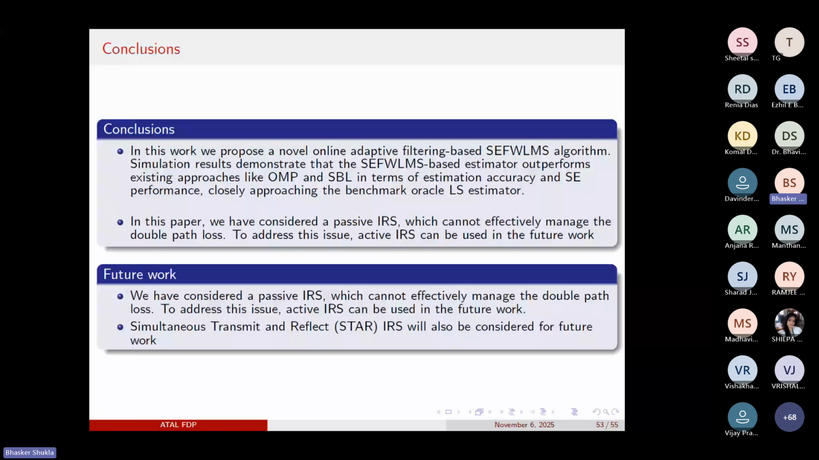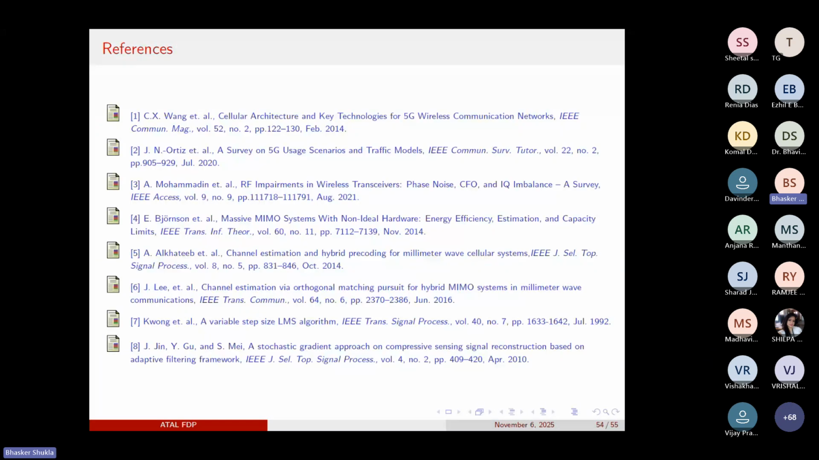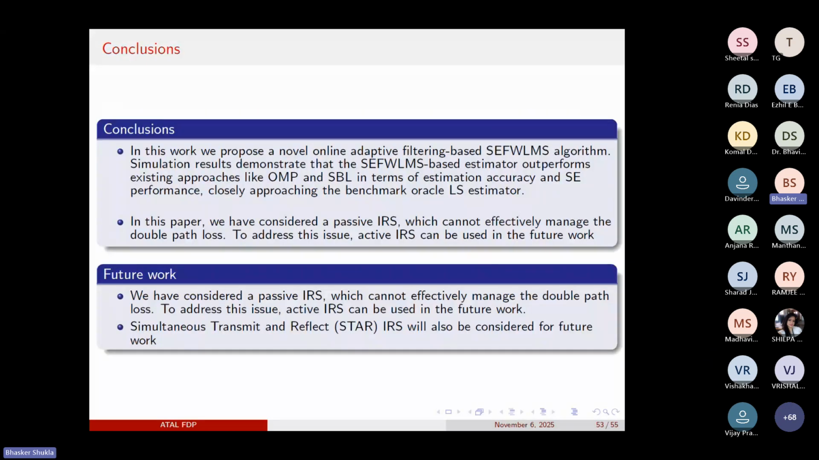So these are the references. Basically, in this presentation, in the first part I have shown what the need for hybrid MIMO is in millimeter wave systems, and how the channel for millimeter wave hybrid MIMO can be estimated. In the second part I have shown that if we consider hardware impairment, then it becomes challenging to accurately estimate the channel.